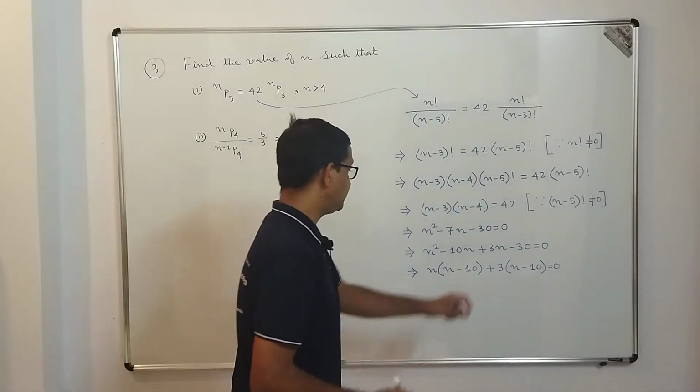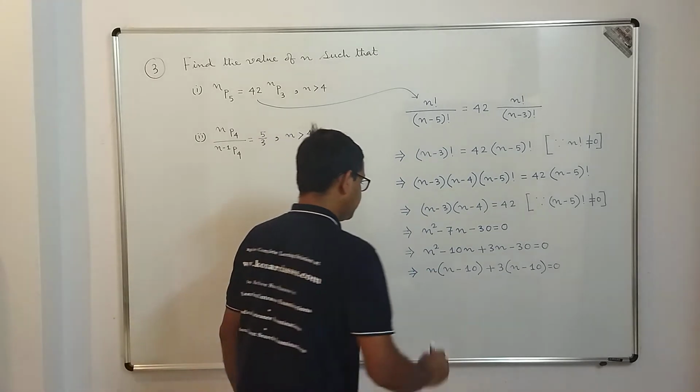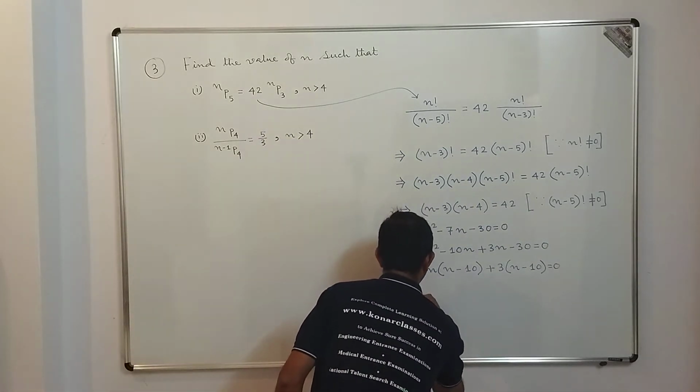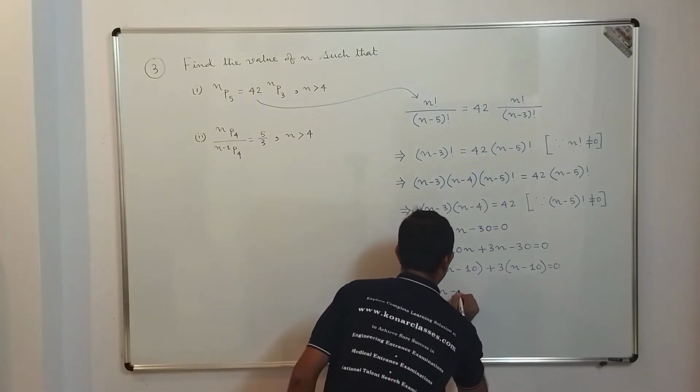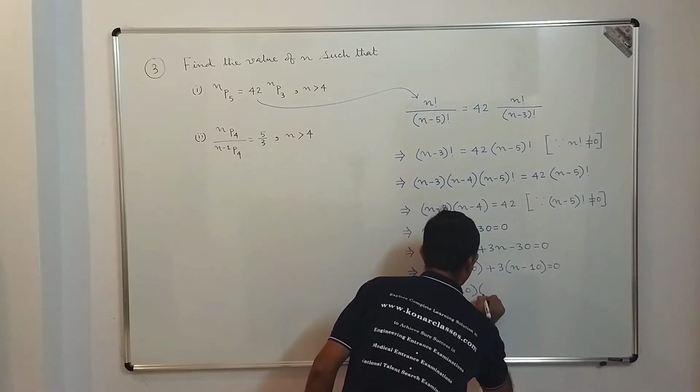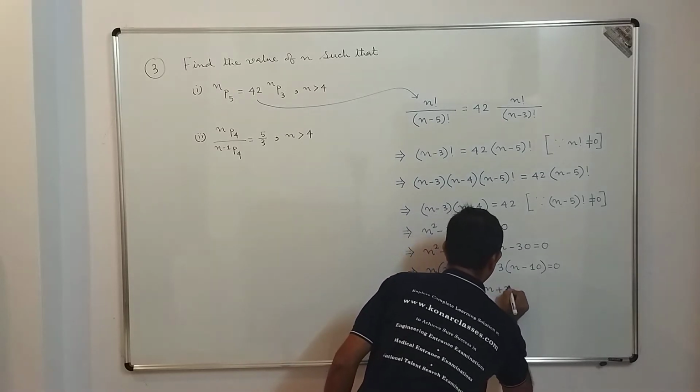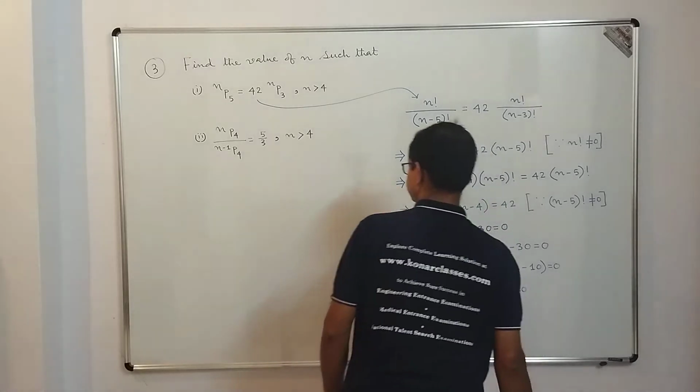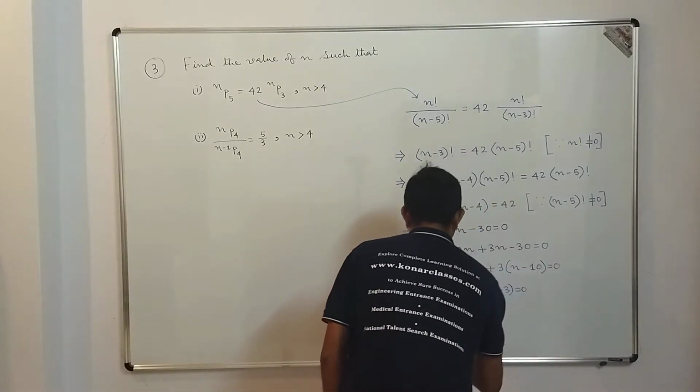Now between these two we can take n minus 10 common. So what are we going to get, dear students? We get n minus 10 into n plus 3 is equal to 0. Okay, so this implies what?